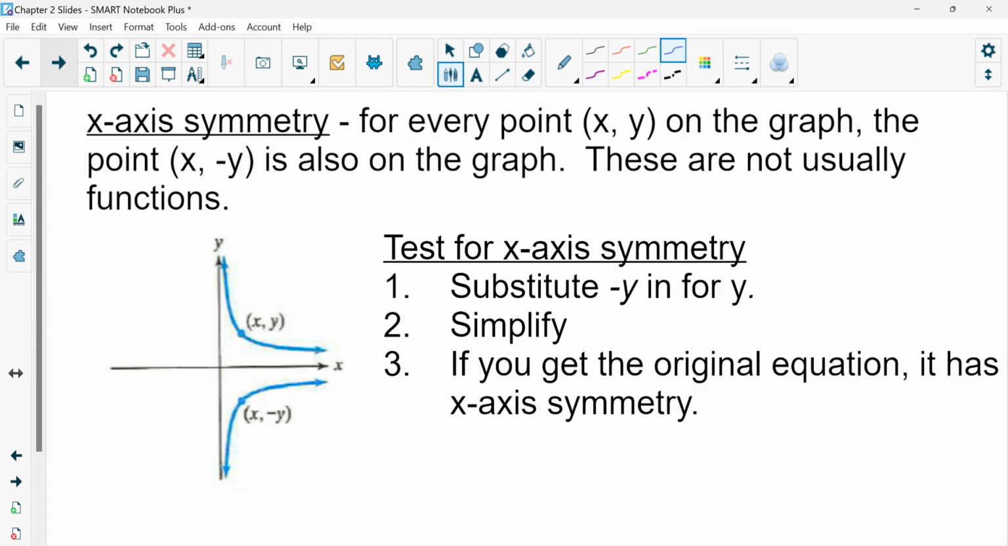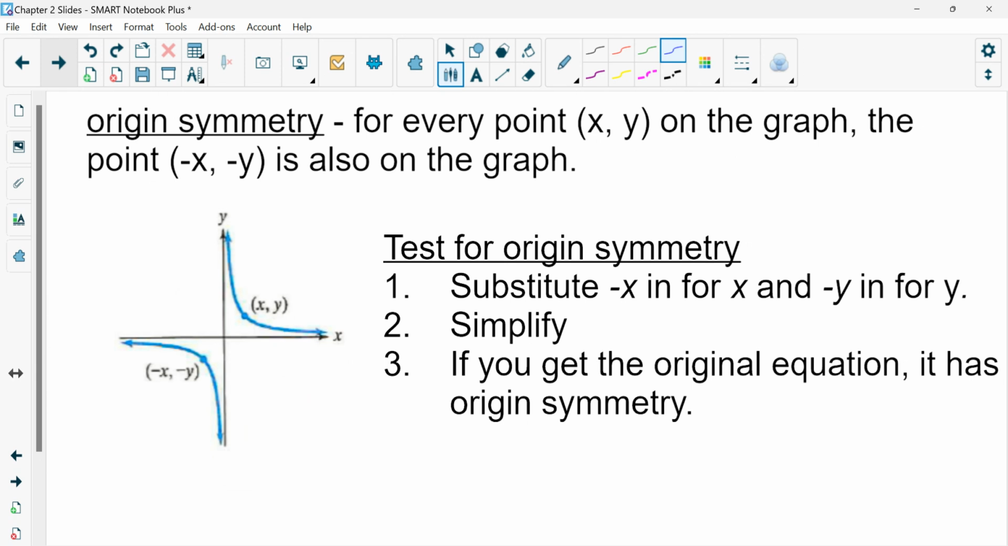Our last type of symmetry is origin symmetry. And that means for every point xy, it's the negative for both. So negative x and negative y is also on the graph. So here's a point xy here. So you did the opposite: negative x and negative y is on the graph. So for origin symmetry, we have to substitute negative x in for x and negative y in for y also. So you plug in both negatives for both letters. You simplify, and if you get the original equation, then it has origin symmetry.